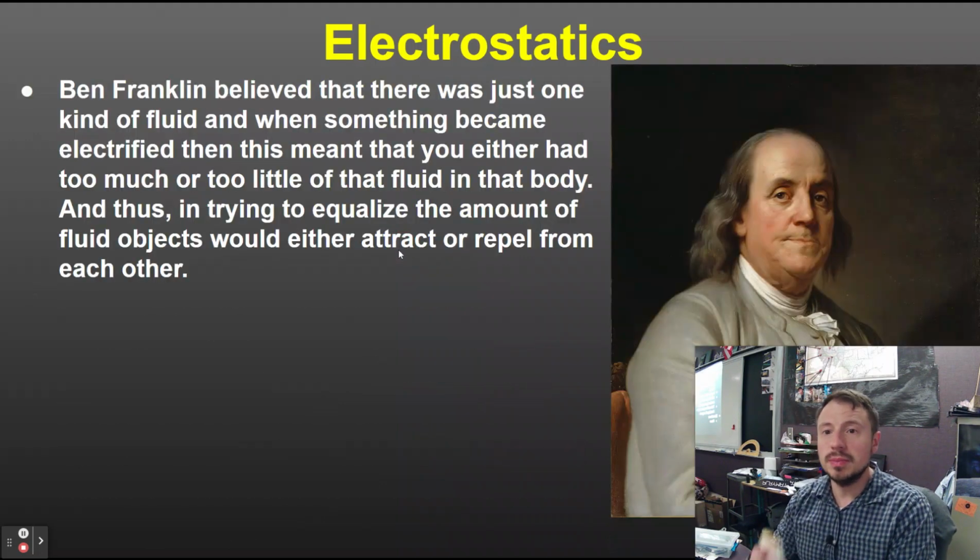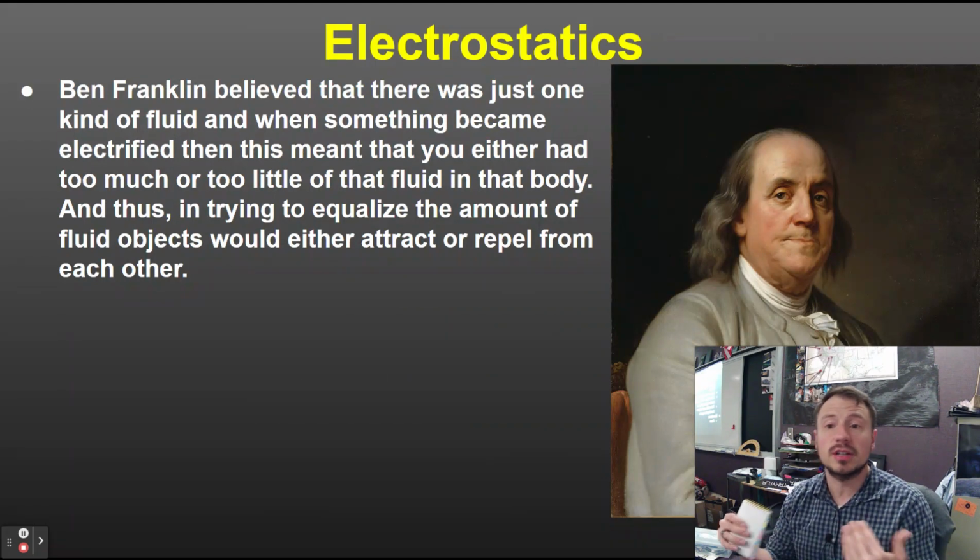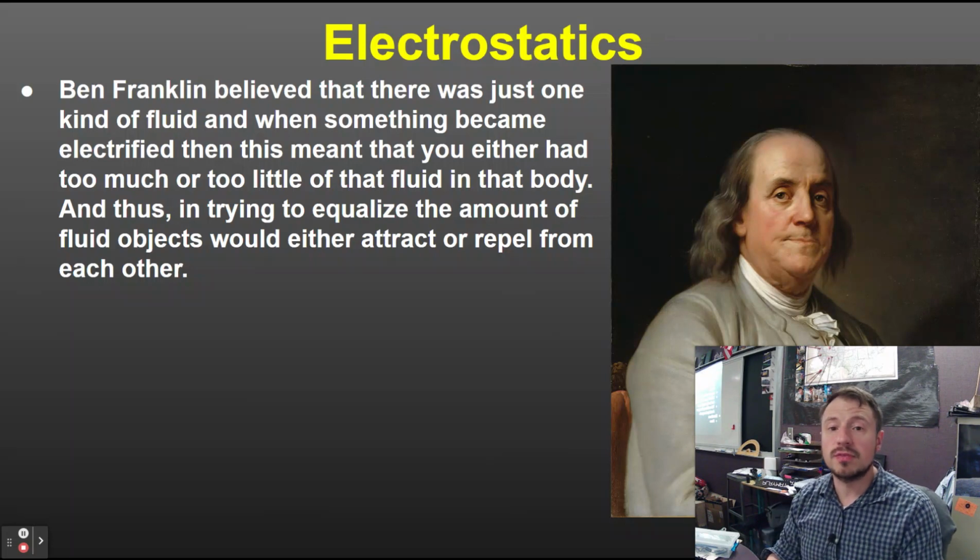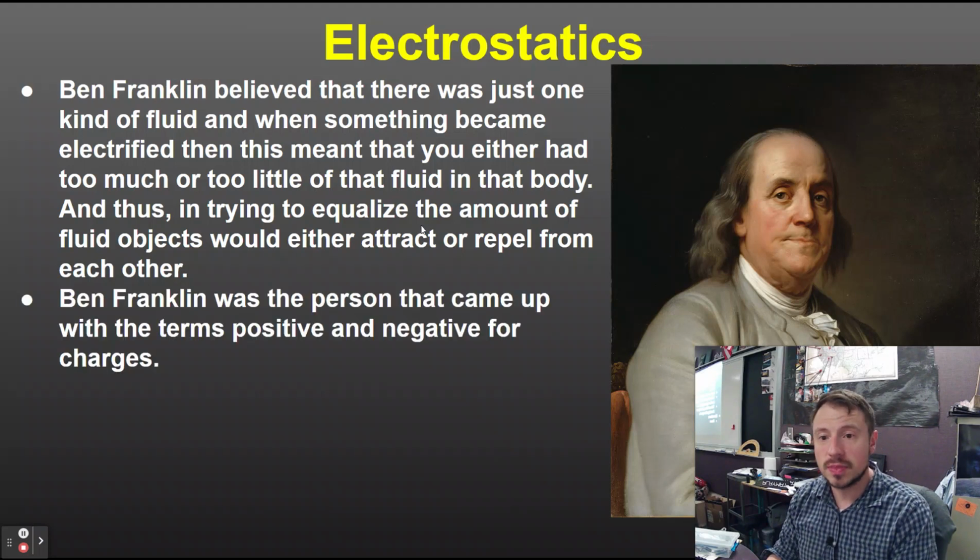Now, Benjamin Franklin believed that there was just one kind of fluid, and it became electrified. This meant that you either had too much or too little of that fluid in that body, and thus, in trying to equalize the amount of fluid, objects would either attract or repel from each other. So Ben Franklin was the person that came up with the terms positive and negative for charges.